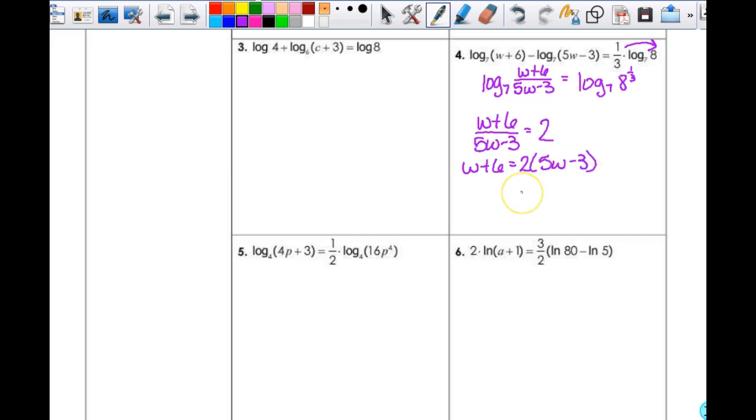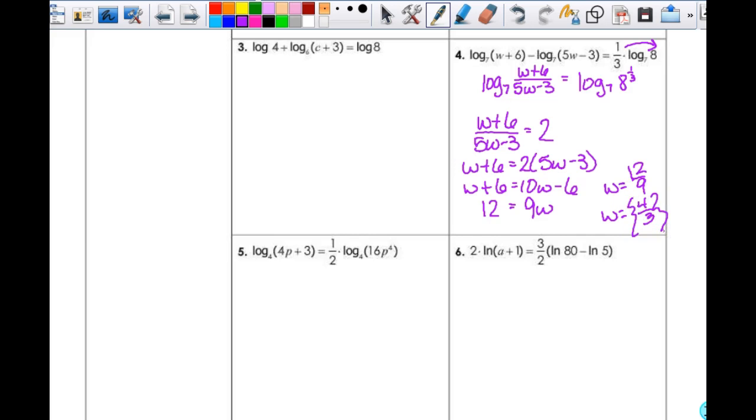Make sure that you actually distribute. It's one of the most common ridiculous mistakes that happen. So this will give me w plus 6 equals 10w minus 6. So I'll move my w's to the right and get 9w, 12 over here. So w equals 12 over 9, and then what does that reduce to? 4/3.